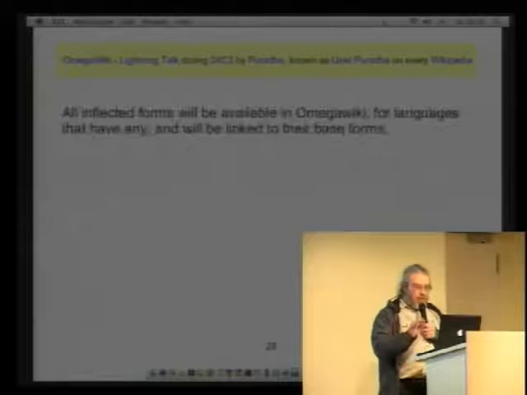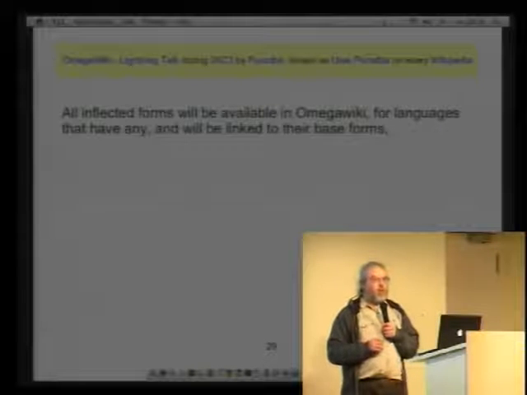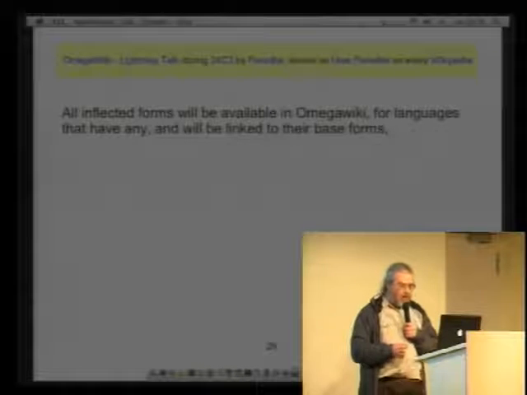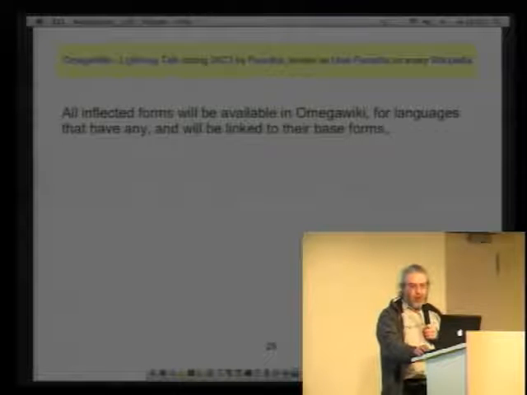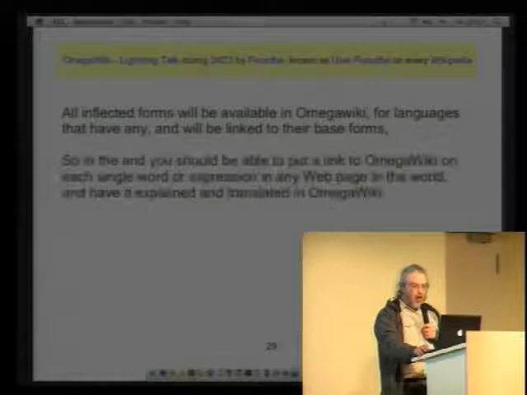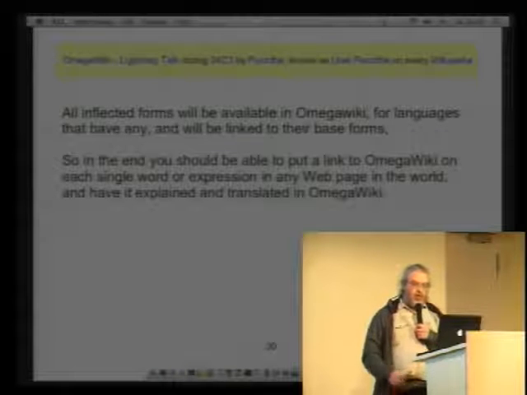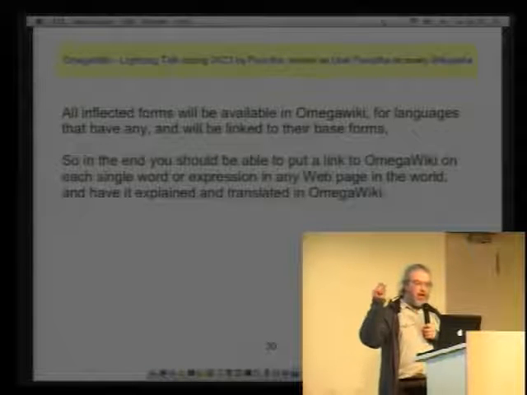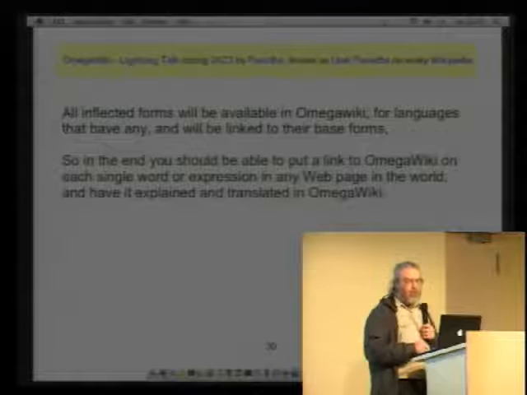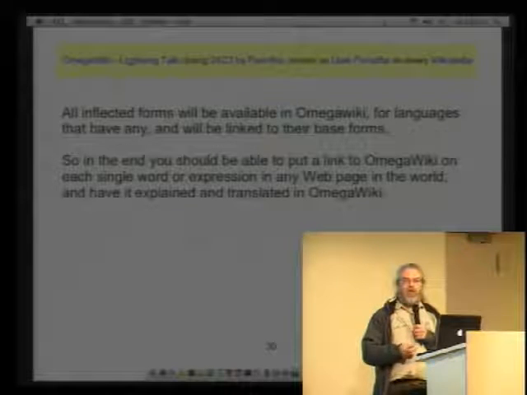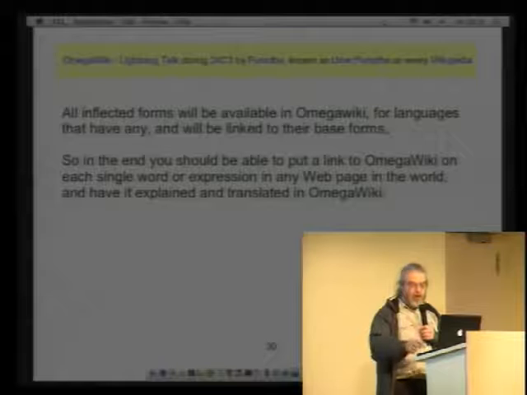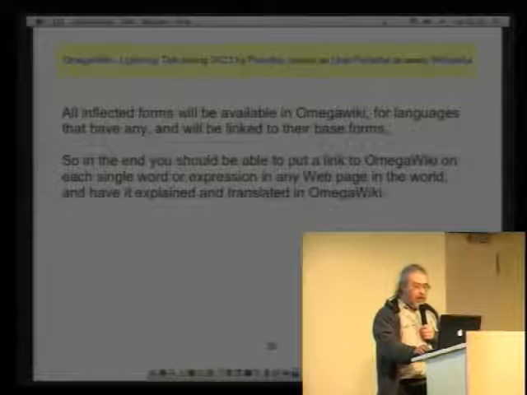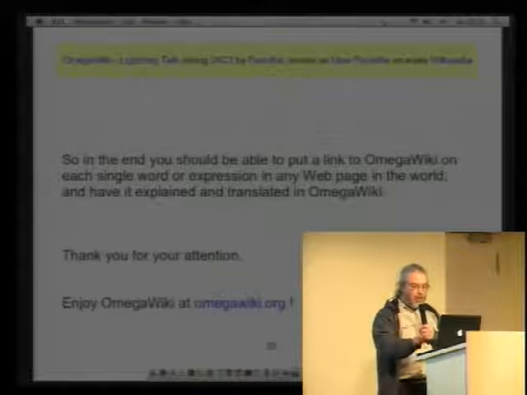Okay, and also one of the goals which OmegaWiki has but has not started yet is to have inflected forms, forms changed by grammar, of all words in the directory as well, so that in the end you could go to any website, point on any word, click on it and have it linked to OmegaWiki, and OmegaWiki gives you a complete rundown of all the grammar properties of this word, which language it is in, what its meaning is, how to translate it, and possibly anything more, where the Wikipedia article about it is, if there is any, and so on.